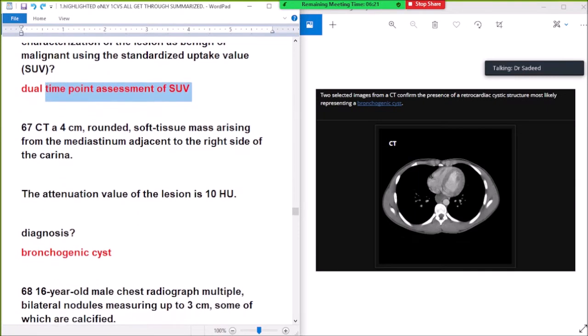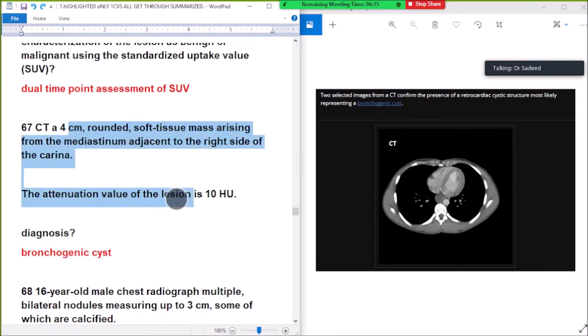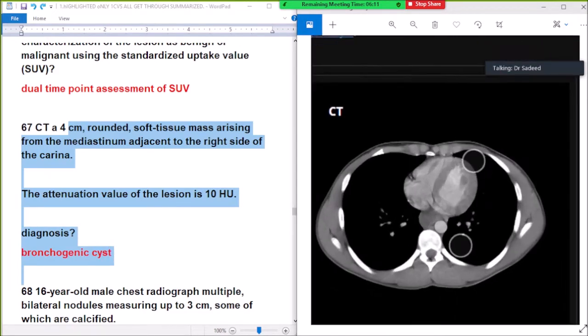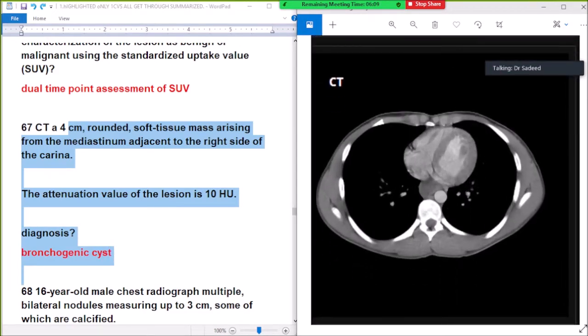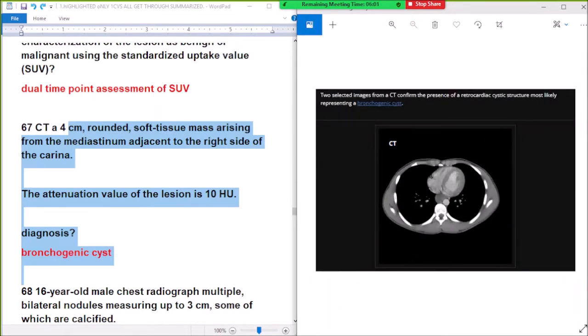Question number 67. CT scan shows a 4 cm rounded lobulated mass arising from the mediastinum adjacent to the right side of the carina. The attenuation value of the lesion is 10 HU, diagnosis: bronchogenic cyst. Now, CT scan shows a 4 cm rounded lobulated mass arising from the mediastinum adjacent to the right side of the carina. Attenuation value is 10 HU, diagnosis: bronchogenic cyst.